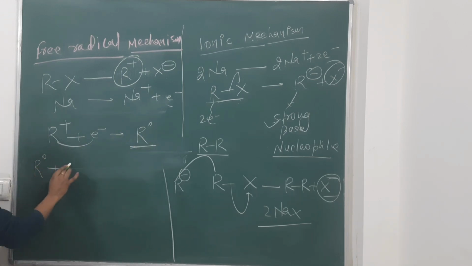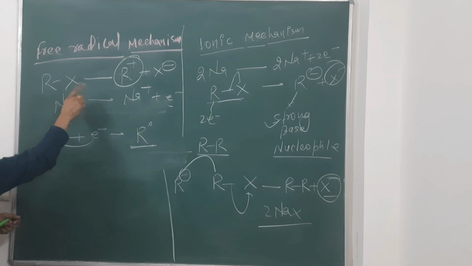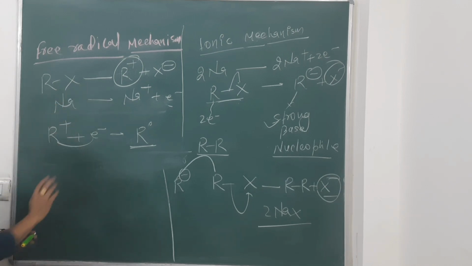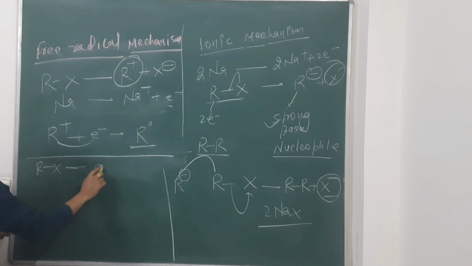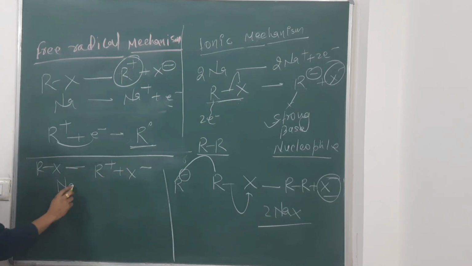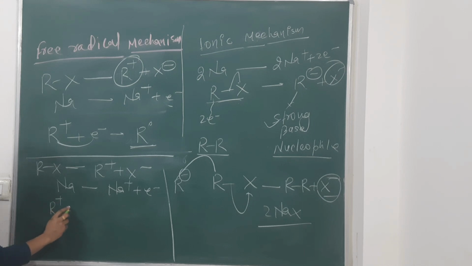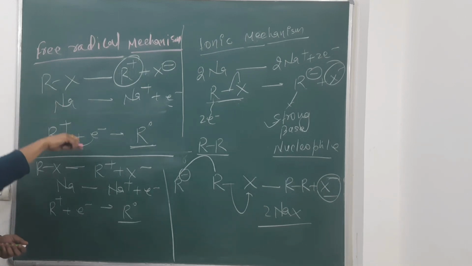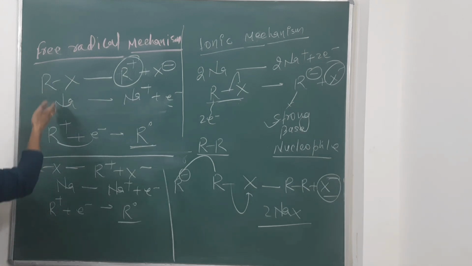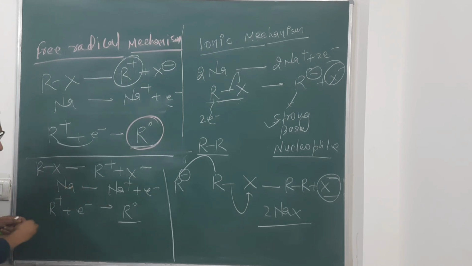Now this free radical will attack the next alkyl halide, or simply understand that the same process happens for the second alkyl halide. RX dissociates into R plus and X negative, Na dissociates into Na plus and an electron, and R plus takes the electron to form the R free radical. Since we have taken 2 moles of alkyl halide and 2 moles of sodium in the Wurtz reaction, 1 mole of sodium and 1 alkyl halide generate 1 free radical, and the second mole of alkyl halide and second mole of sodium generate another free radical.